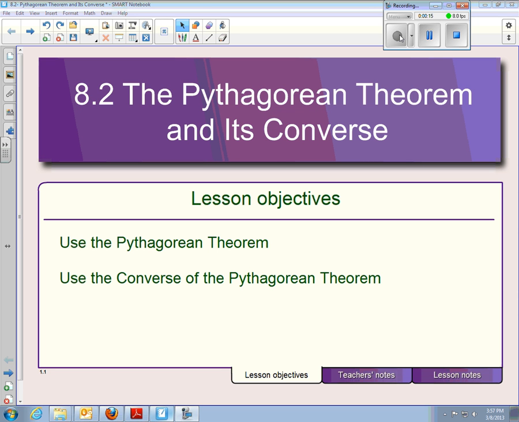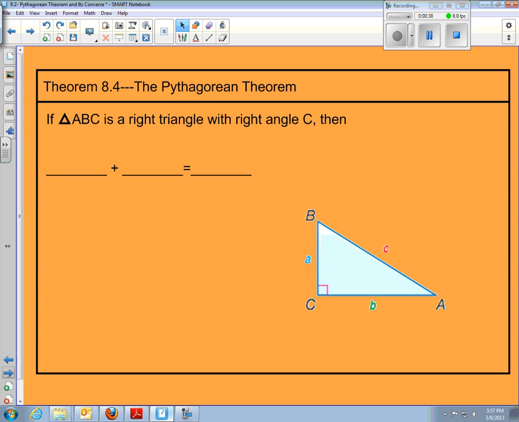So our objectives, by the end of today, these are the things that we want to be able to do. Use Pythagorean theorem. We've already learned this, so it should be pretty easy to have that check mark. And then to use the converse of the Pythagorean theorem. So we're going to find out what the converse is and what it means in a little bit. But those are the two things that when we're done watching the video, you should be able to say, yeah, I can totally do that. So let's get right into it and start off with Pythagorean theorem.